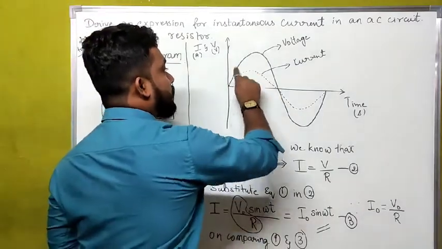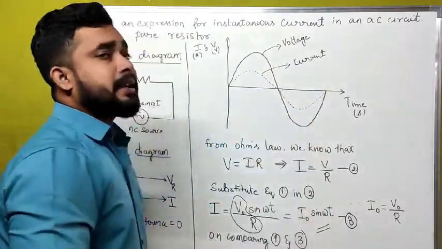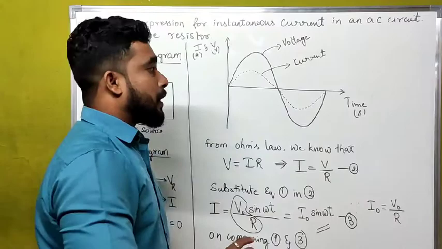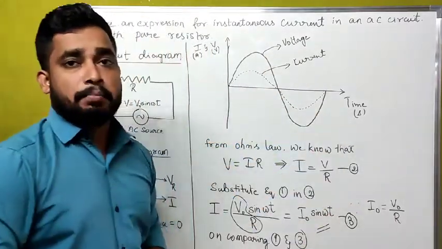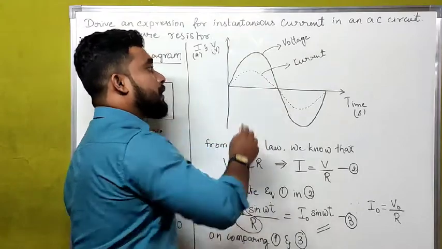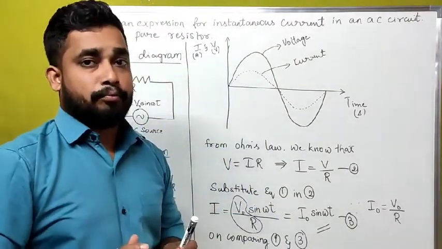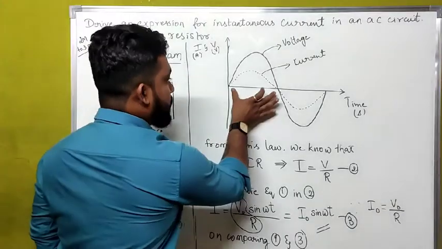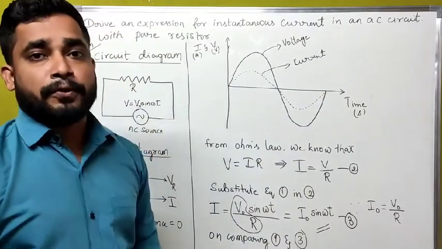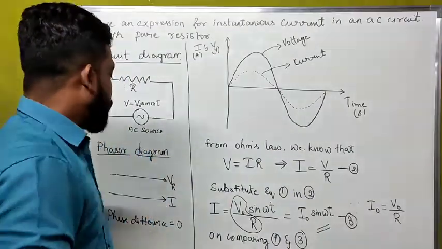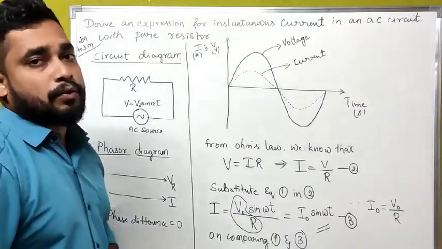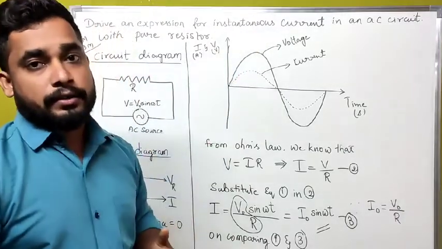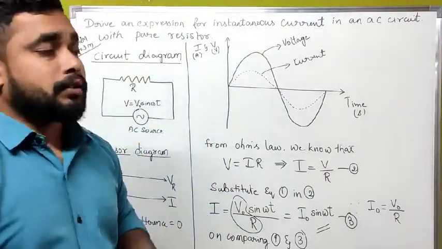The waveform carrying its own path is called a path. Current is carrying a different path and voltage is carrying a different path. Both voltage and current have some path difference, but we are not talking about path difference, we are talking about phase difference. The phase of these two waveforms is the same. Therefore, we call this phase difference equal to 0. There is no phase difference between voltage and current. This is the end of our derivation.